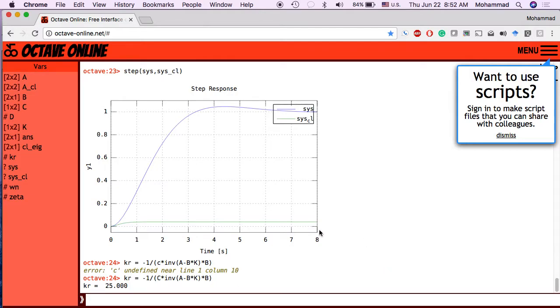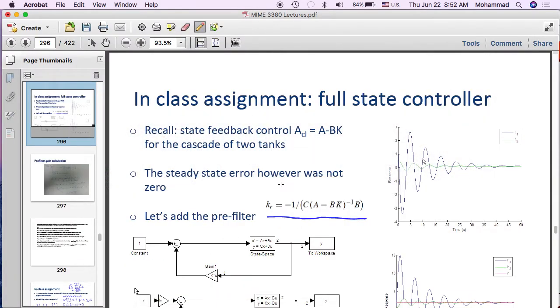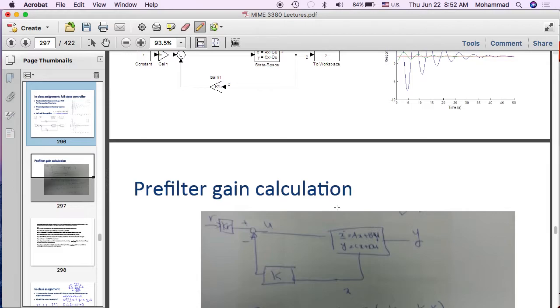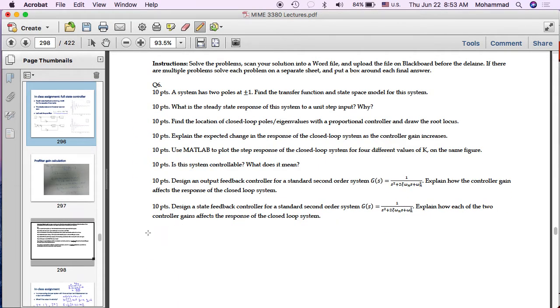So this is actually 0.04. That's why we need to multiply it by 25 to get to where we want it to be. So this is the pre-filter that we calculated. So with this pre-filter, then we can get to the steady state response that we want.